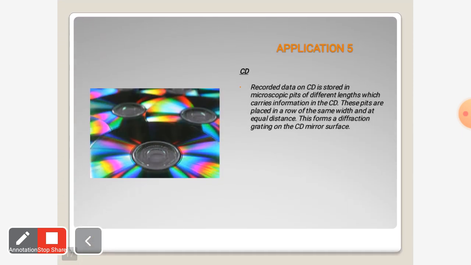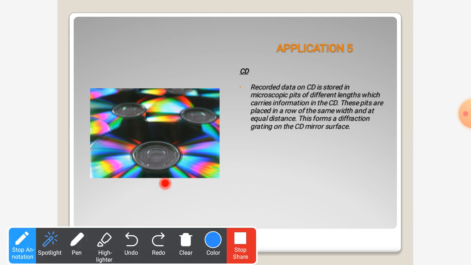Application number 5, CDs, compact discs. The data of a CD is stored in microscopic pits. Here are some microscopic pits between these tracks. They are of different lengths, which carry information in the CD. These pits are placed in rows of the same width, at equal distances. So we get a diffraction grating from here, and we get a spectrum on the CD surface.